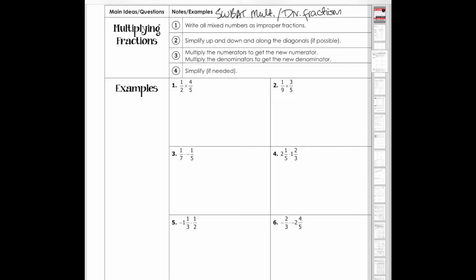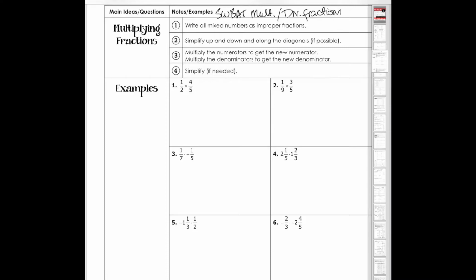Okay. So the first thing that we're going to talk about is the steps for multiplying fractions. The first one says write all mixed numbers as improper fractions. That should be our first step when we're dealing with fractions at all times, because improper fractions, or fractions with one numerator and one denominator, are just way easier to deal with. So we're going to write all mixed numbers as improper fractions. Then we're going to simplify up and down and along the diagonals if possible. So we'll talk about that in a second.